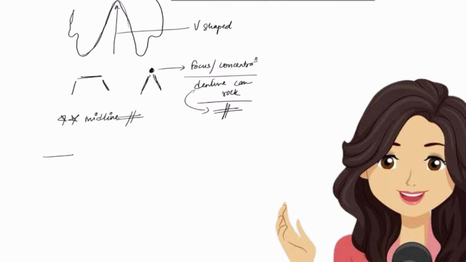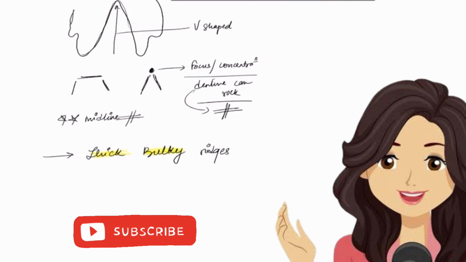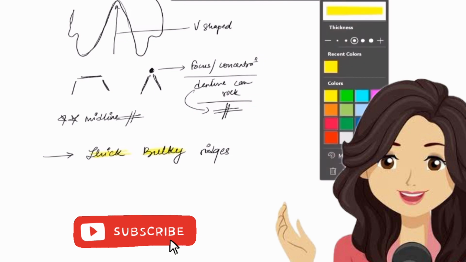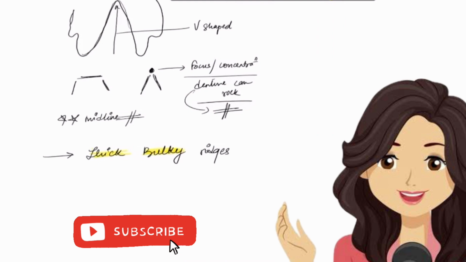Where is it associated with? You see a very thick, bulky ridge. Thicker, bulky ridges which are high in volume. You will see a lot of V-shaped palate present with them. It is not a very favorable combination in general.